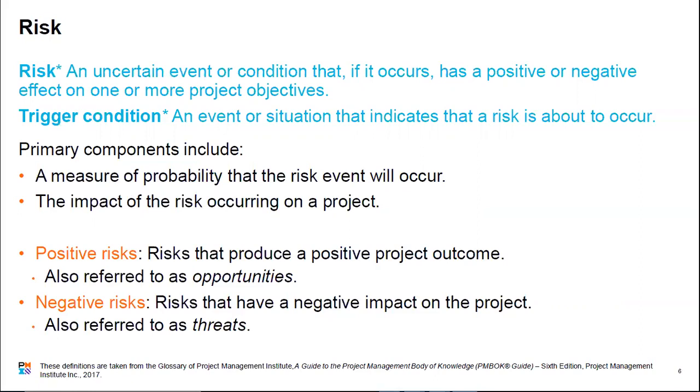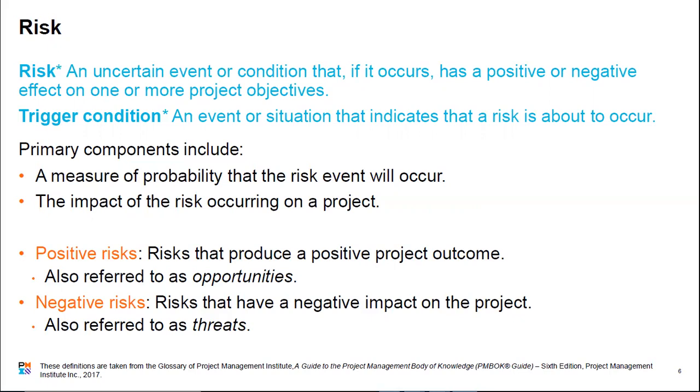And we can't talk about risk without talking about trigger conditions. These are events or situations that indicate that a risk is about to occur. Once you're assessing risk, it's always good to have your trigger conditions attached to it that tells you when that event is about to occur. So the primary components for risk include a measure of probability that that risk event will occur, and also the impact of that risk occurring on your projects.